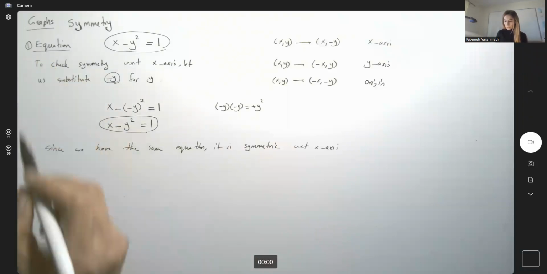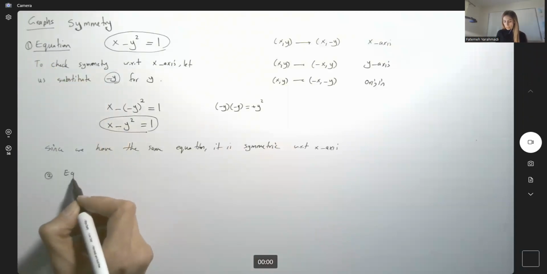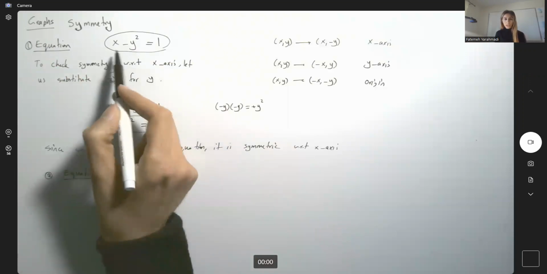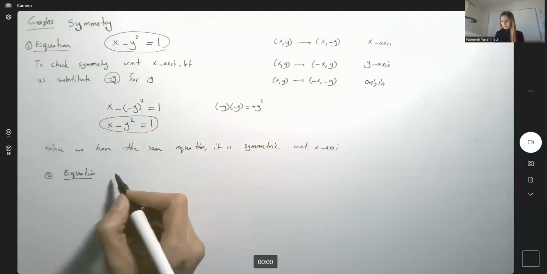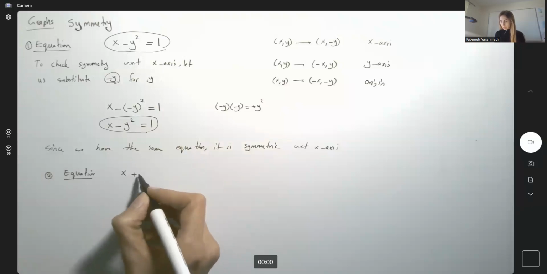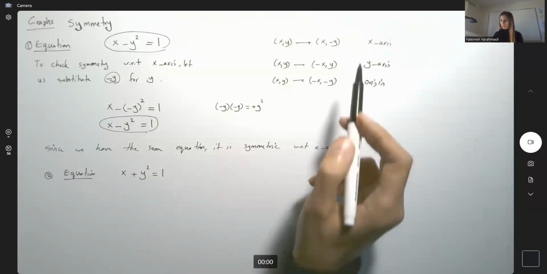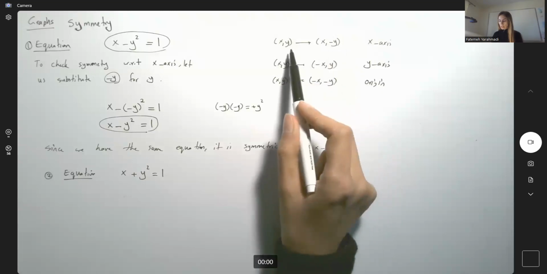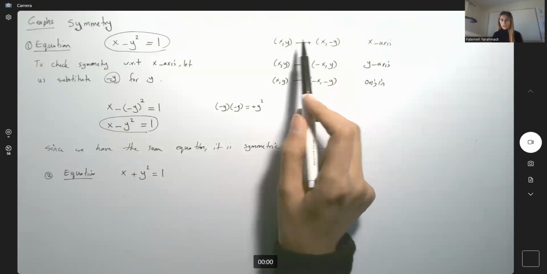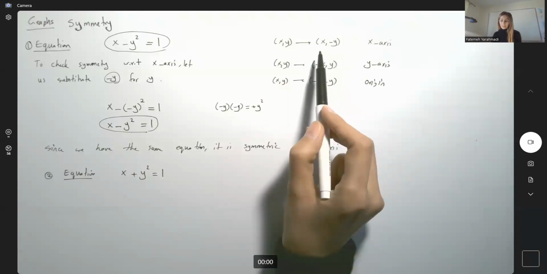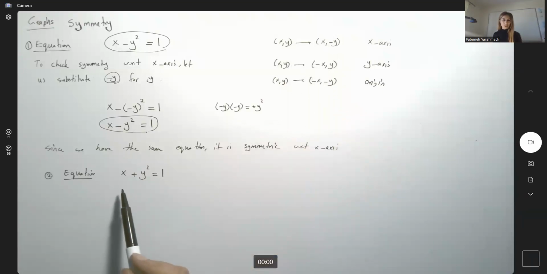So this is the very first equation. Let us take a look at the second equation. Now I'm changing the sign here: x plus y squared is equal to 1. To check symmetry with respect to the x-axis, we just need to switch y by negative y and do the algebra and see if we have the original equation or not.